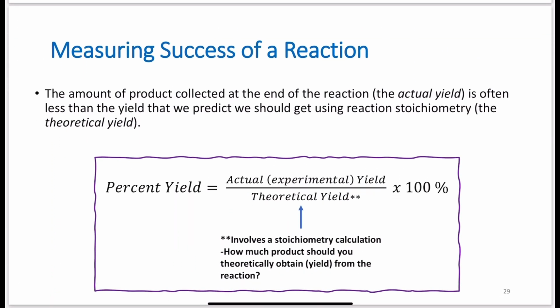Okay. Measuring success for a reaction. The amount of product collected at the end of the reaction is called your actual yield. How much did you actually isolate? This amount is often less than the yield that we predict we should be getting from the reaction stoichiometry. What you just did was the reaction stoich, okay? Which is your theoretical yield. So this is calculated.